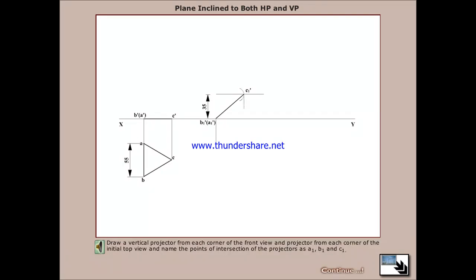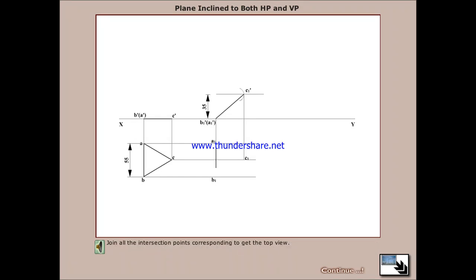Draw vertical projector from each corner of the front view and horizontal projector from each corner of the initial top view, and name the points of intersection of the projectors as A1, B1 and C1. Join all the intersection points correspondingly to get the top view.